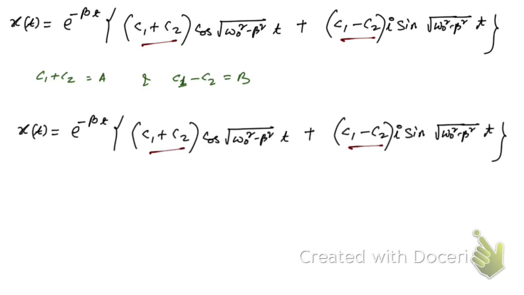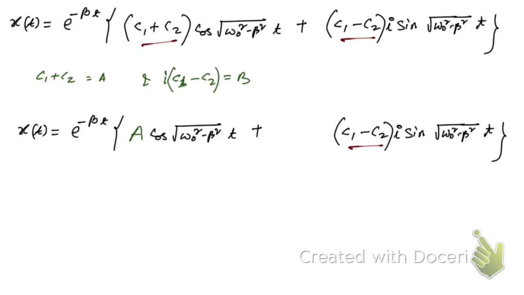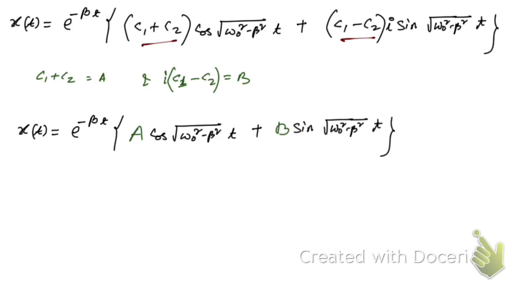So let us replace c1 by c2 by capital A, and let me replace i(c1 minus c2) by capital B. Hope you have understood this. That's how we have written.